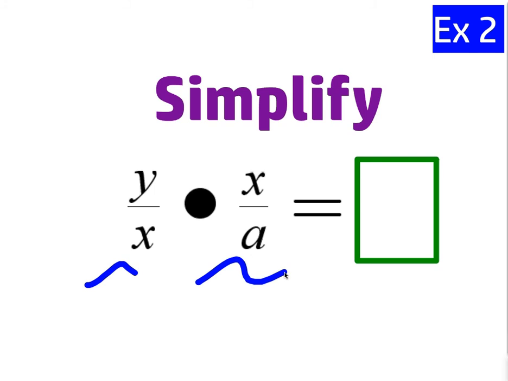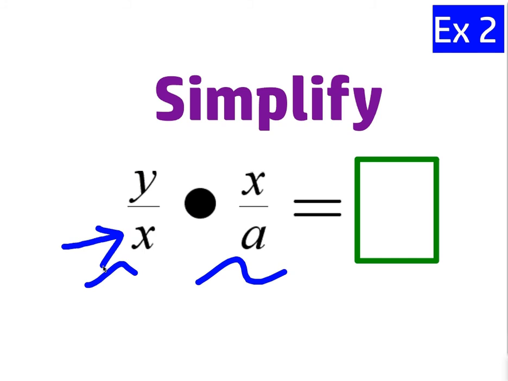Y over x times x over a. And again, we do these examples not so much to focus on the constant numbers, but to focus on the variable numbers as well, because variable numbers change, and we want to get used to doing algebra. A lot of algebra involves numbers that change. We don't want to just see them as letters, we want to see them as numbers that change.